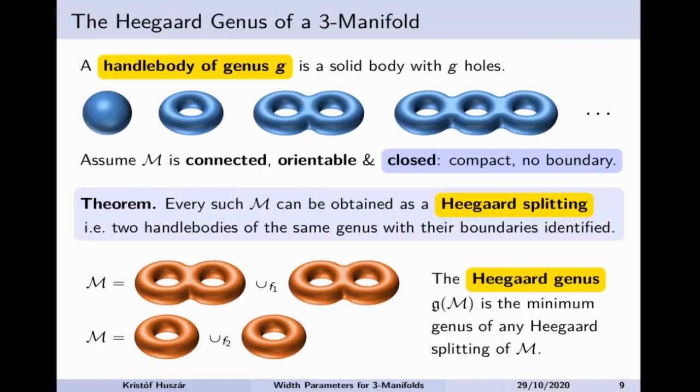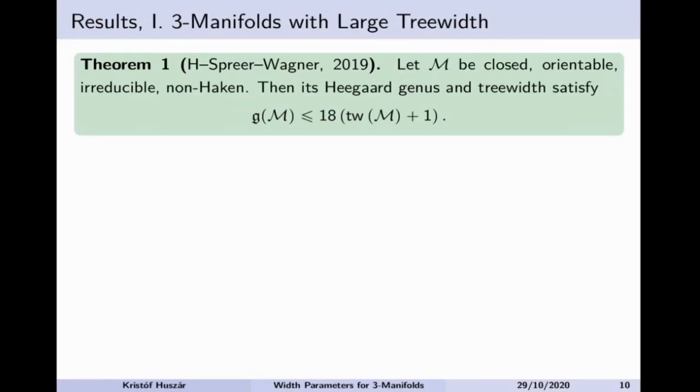All right, so now, having discussed some of the concepts, I would like to present results. So our first result was motivated by the quest for three-manifolds with large treewidth. What we managed to establish with Jonathan and Uli is that if you take a closed, orientable, irreducible and non-Haken three-manifold, then its Heegaard genus and the treewidth satisfy the following inequality.